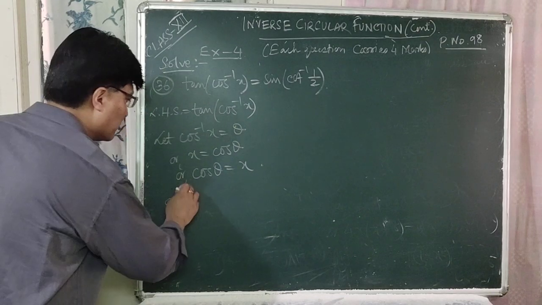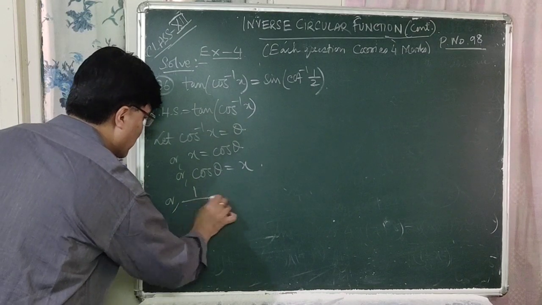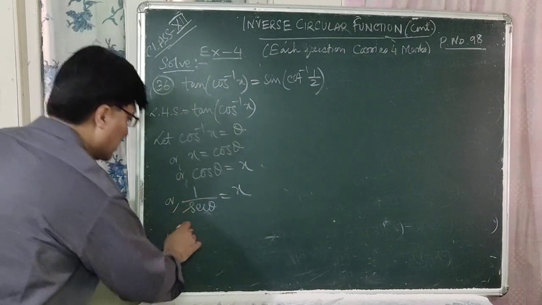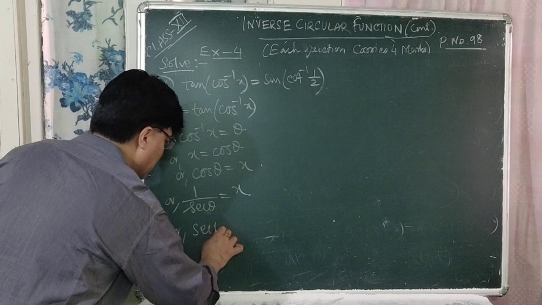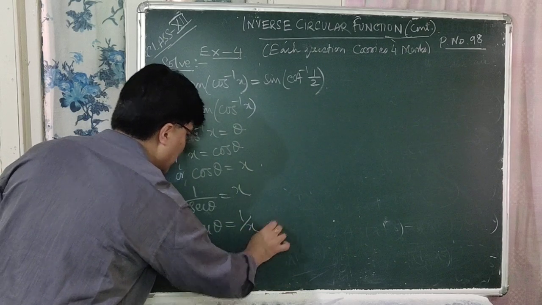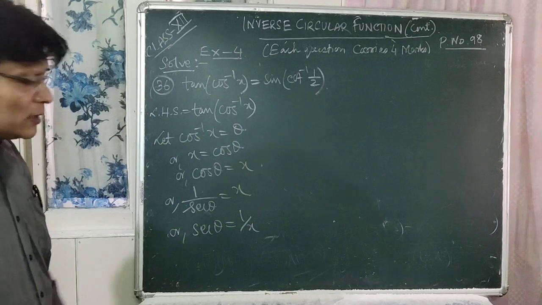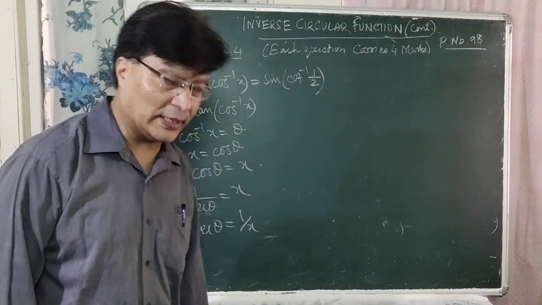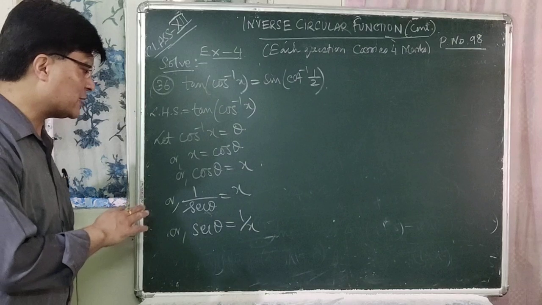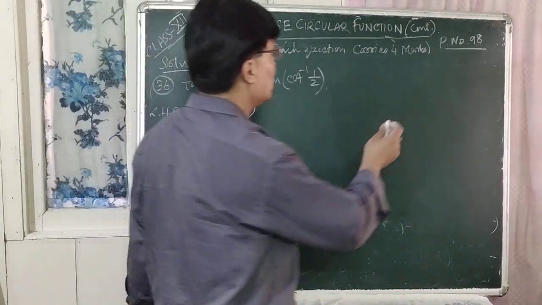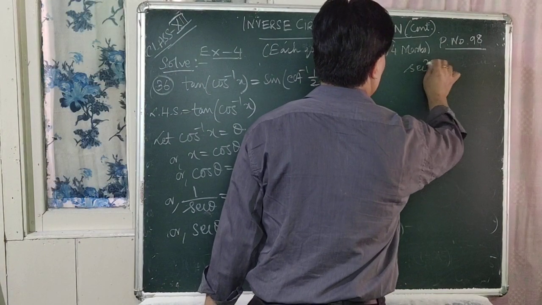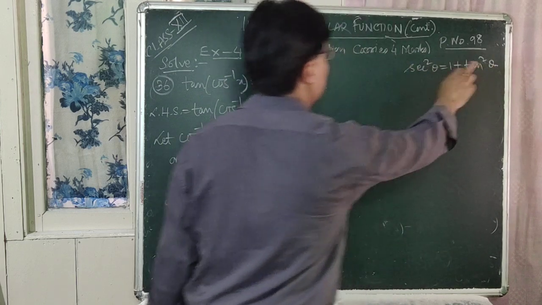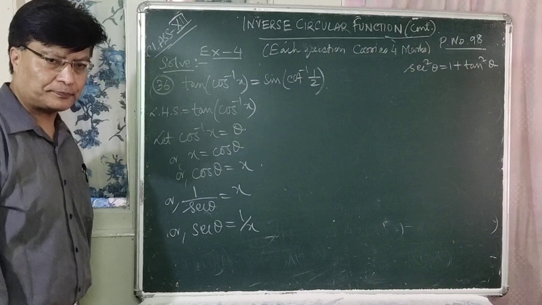Okay, let us get it. So first of all, convert into sec. It is 1/sec θ = x, isn't it? So what is the value for sec θ? Sec θ = 1/x. That means we have got the value for sec θ, which is equal to 1/x. Okay. So now you should write sec θ in terms of tan θ. You know what is sec θ in terms of tan θ? sec²θ = 1 + tan²θ. You know this formula, isn't it?